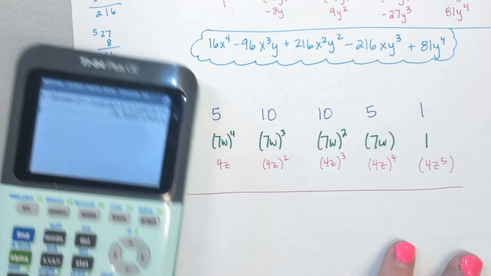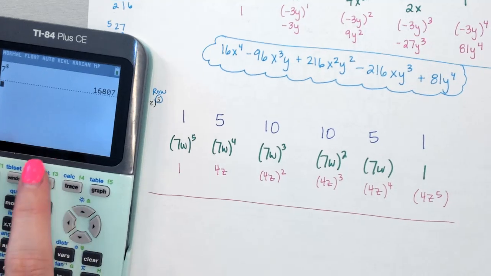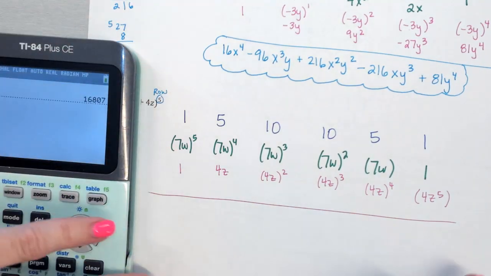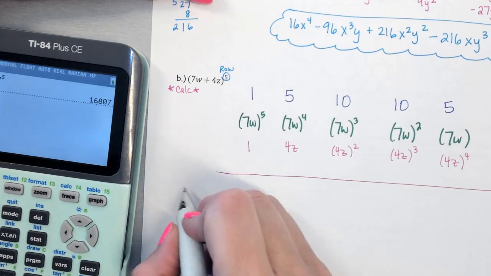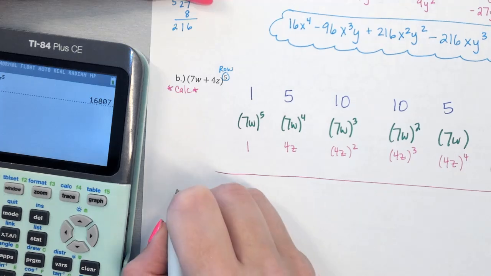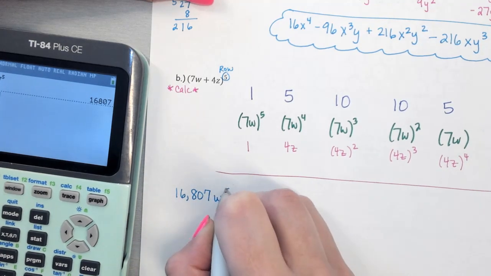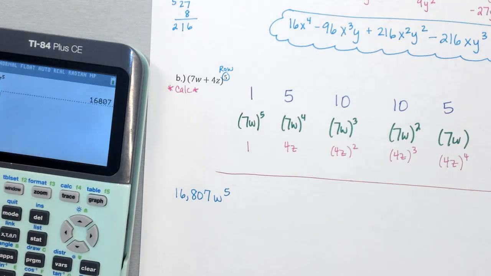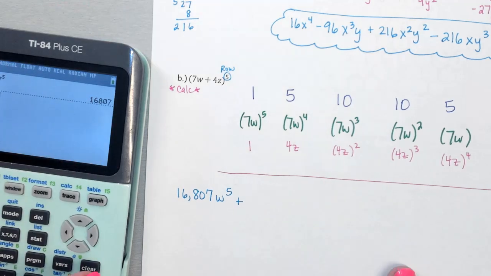Okay, so if you're using your calculator with this, we're going to do 7 to the 5th power. I'm going to start this down here because I think this is going to be a really large number. So 16,807 w to the 5th. That's what we have for the first one. These are both positive, so I know this is going to be a plus.